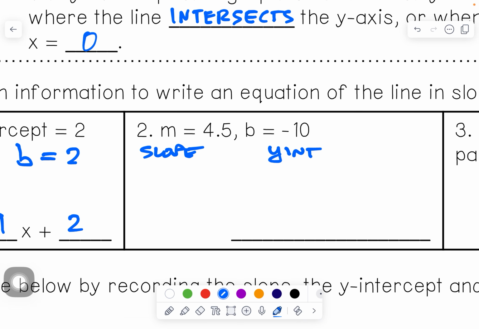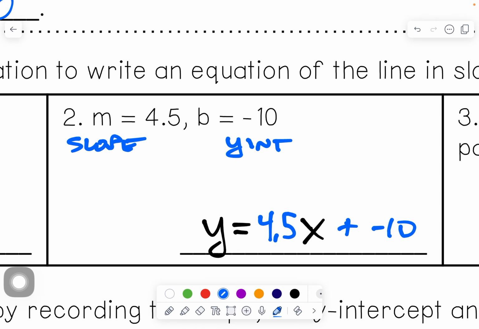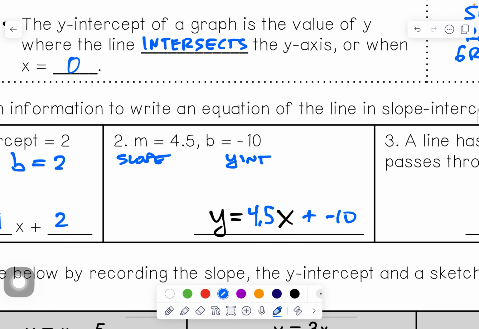They're not giving us the setup of the problem this time, so we've got to do it ourselves. What I need you to remember is that the y equals is always the same. The x is always the same. You're only filling in the slope and the y-intercept. So 4.5x plus negative 10. You could also just write minus 10.